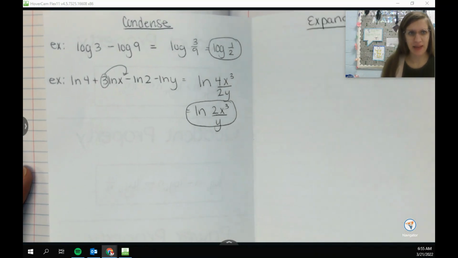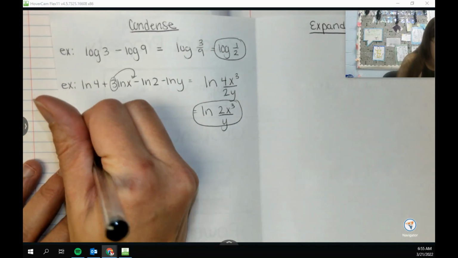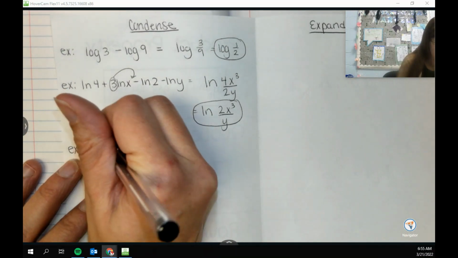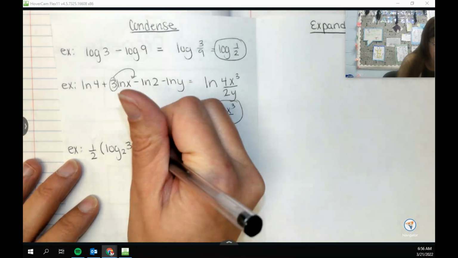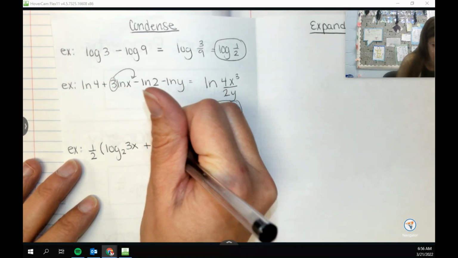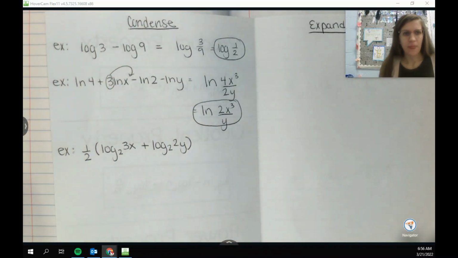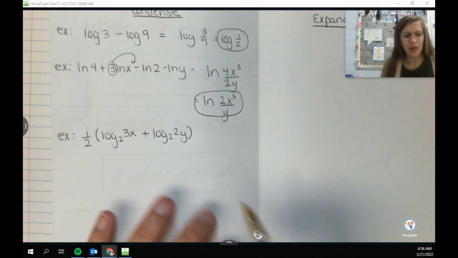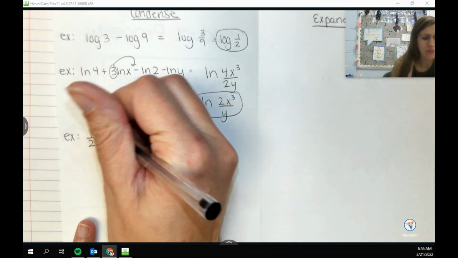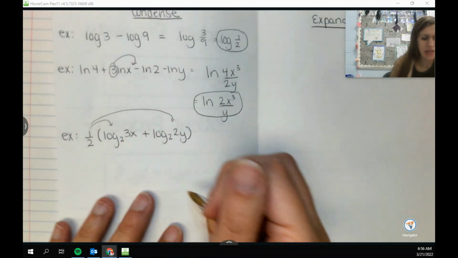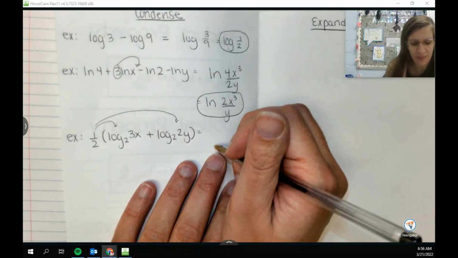Or maybe something like this. If we had half log base 2 of 3x plus log base 2 of 2y. Okay. Now, because of the parentheses, this half kind of goes to both logarithms. And because it's a front number, it's going to go back into the power.